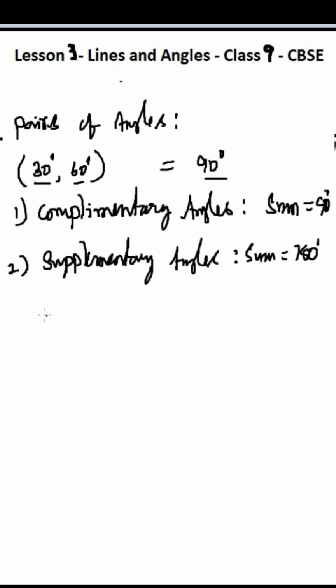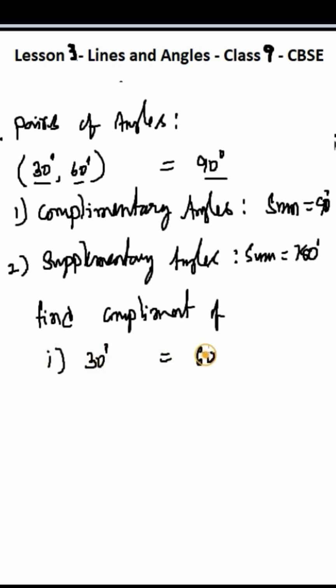I will give you an example. Find the complement of, say, 30 degrees. The complement of 30 degrees is 60 degrees. The complement of 20 degrees is 70 degrees. Complement means this angle and the answer should together be 90 degrees. In the same way, the supplement of 100 degrees is 80 degrees. The supplement of 150 degrees is 30 degrees. So these are the pairs of angles.